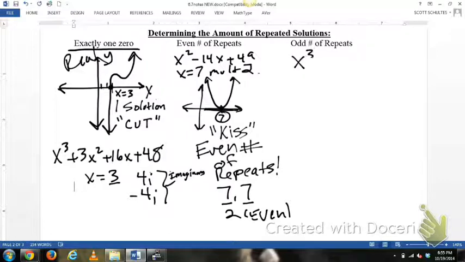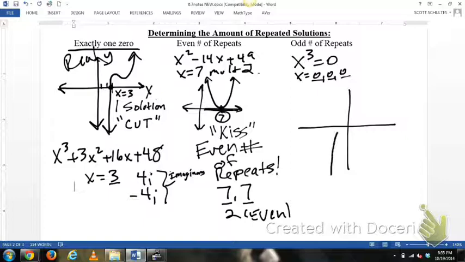Now, let's go to the last example I want to talk about. If I have x cubed equals 0, remember how we got x equals 0, 0, and 0? I had an odd number of repeats at 0. There's 3 of them. The graph here does something else that's very bizarre and interesting. The graph starts low, it flattens out like it's going to kiss, just like the previous example, but it doesn't pull back down. It kisses, it flattens out, and then it keeps on going up. It actually goes through the x-axis.